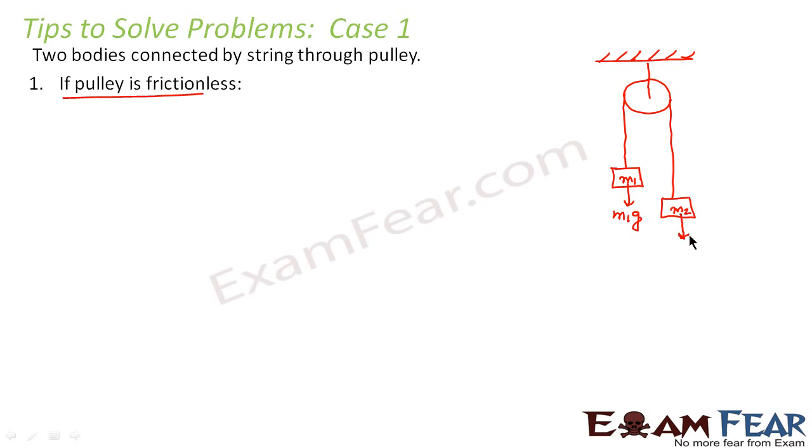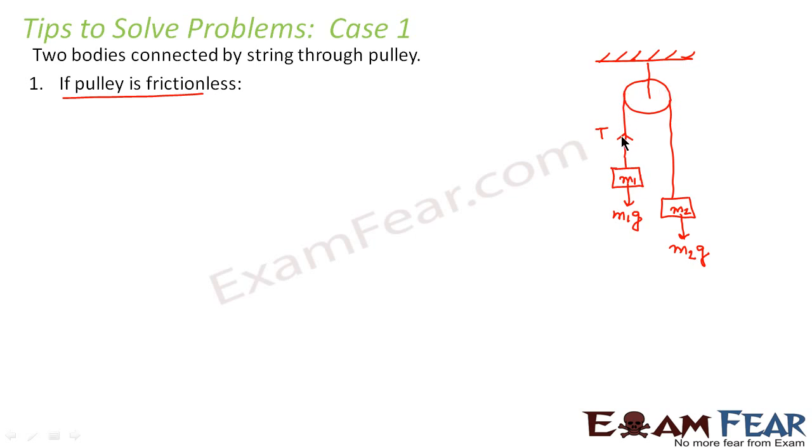Similarly, for this body there will be a force acting downwards, M2G. For this body there would be a tension force. You heard of this term tension when I was talking of contact force. This is an example of a contact force. This force comes into play when two bodies are in contact with each other. This string is in contact with this body and this string passes over this pulley.